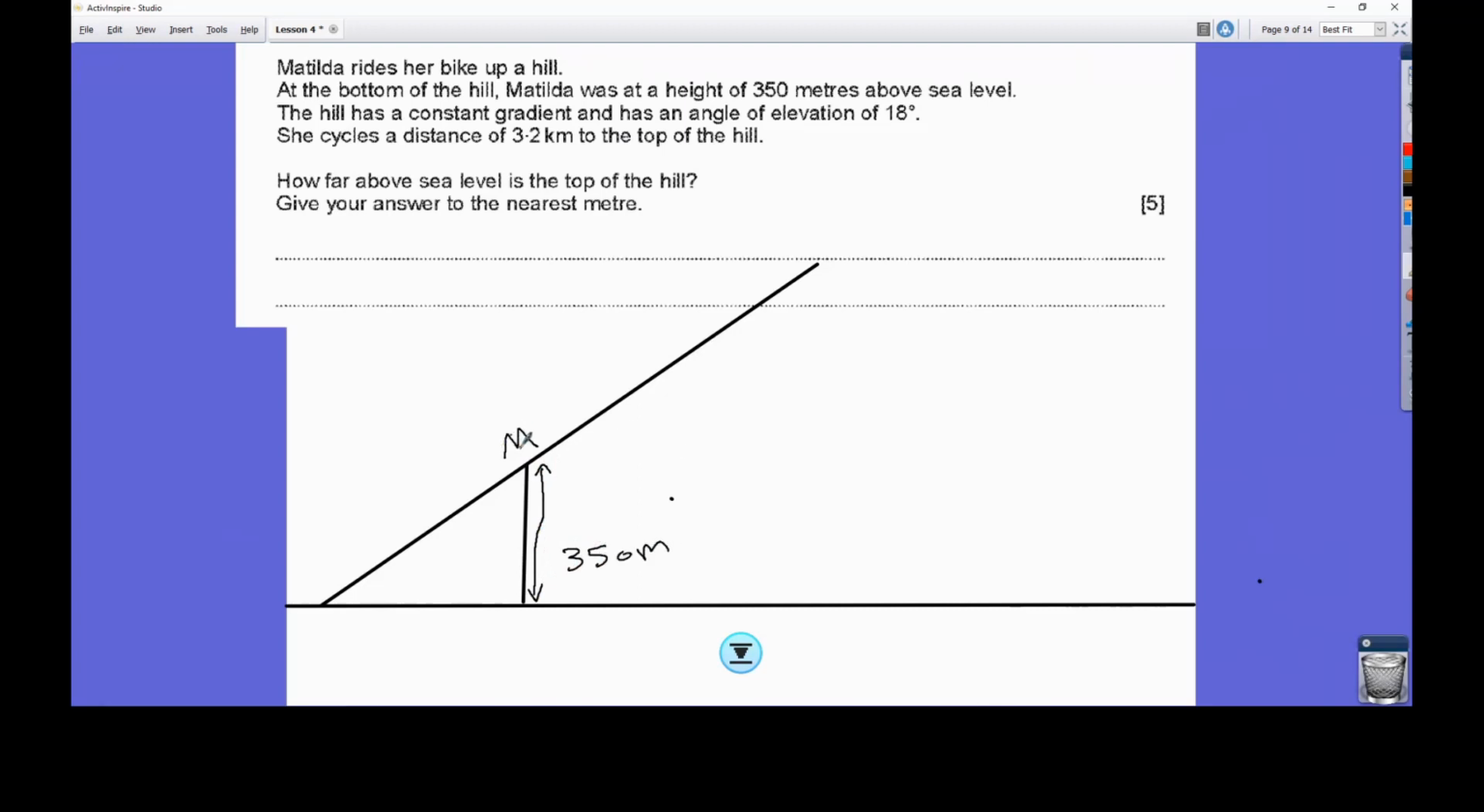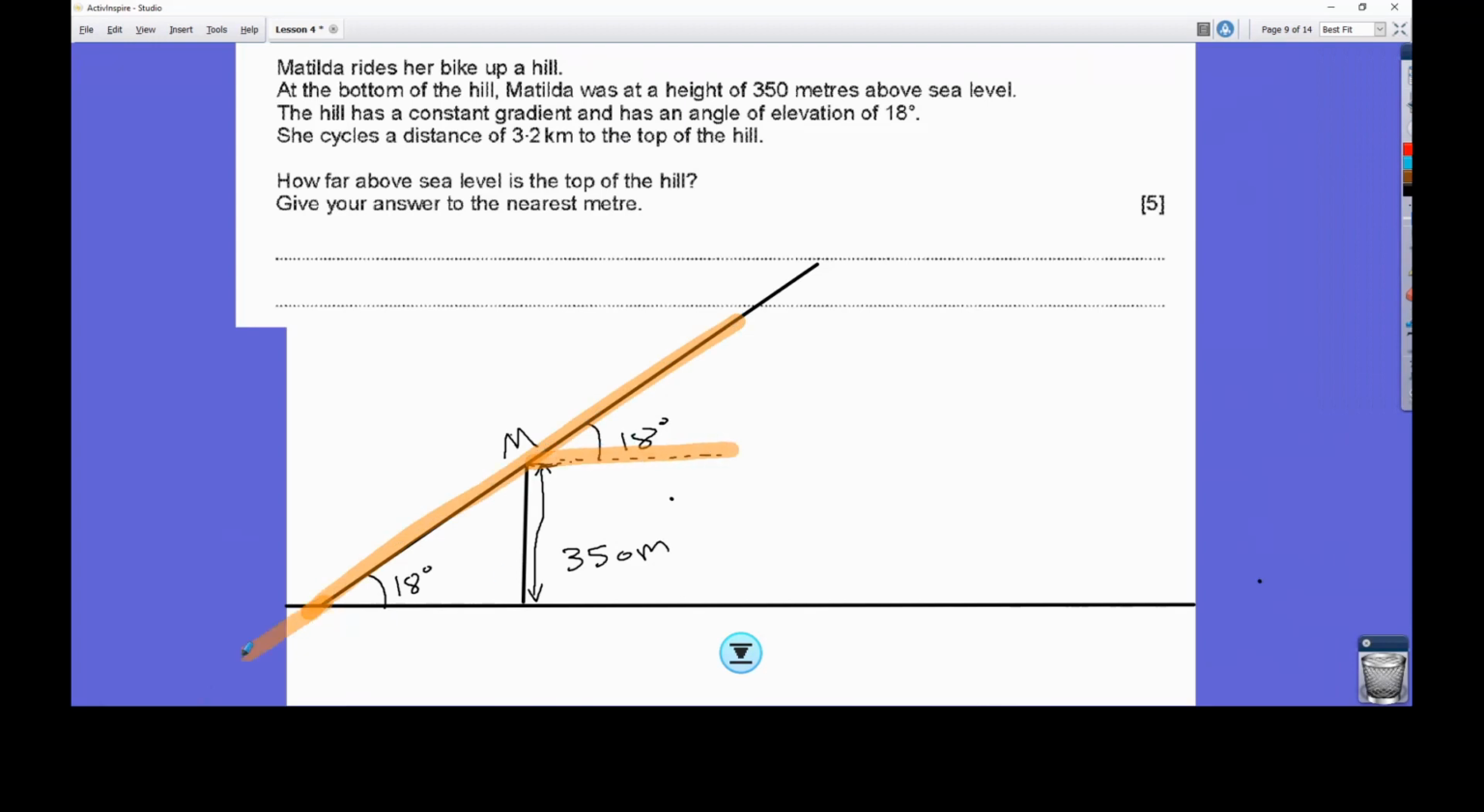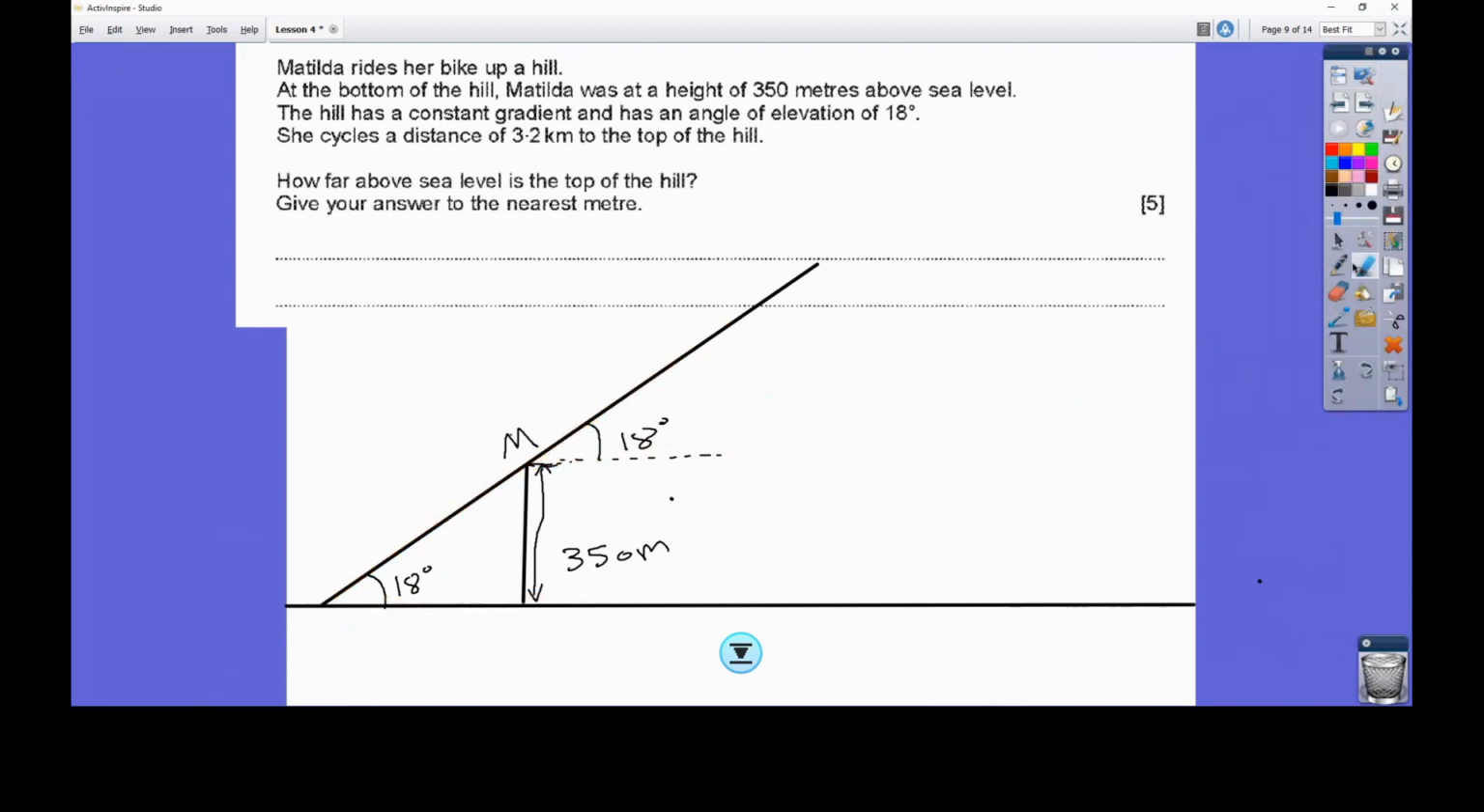The hill is a constant gradient and has an angle of elevation of 18 degrees. So we can imagine the hill, the angle there is 18 degrees. And what we should notice is that means the angle between the hill and the horizontal here is also going to be 18 degrees. If you're not sure why, think back to our work on parallel lines. This line here is parallel to the horizontal at the bottom, and you've got corresponding angles. Just bear that in mind. So we have 18 degrees.